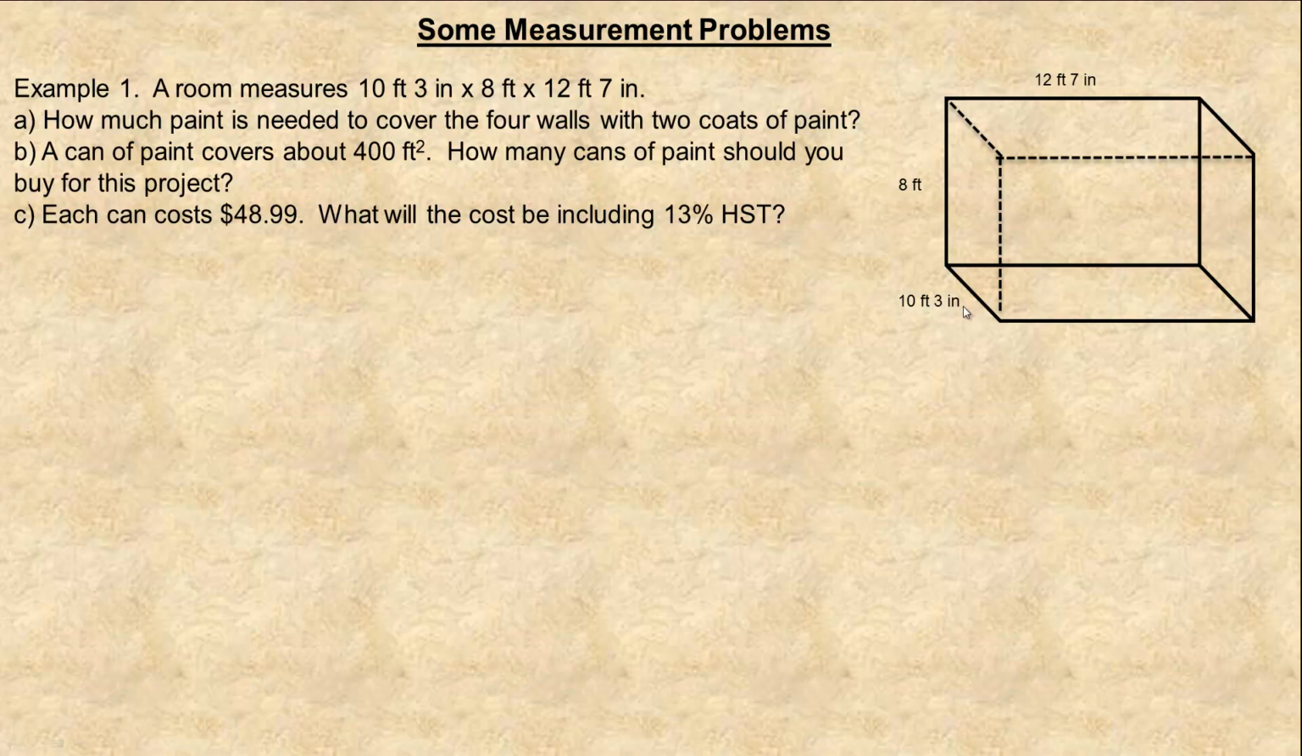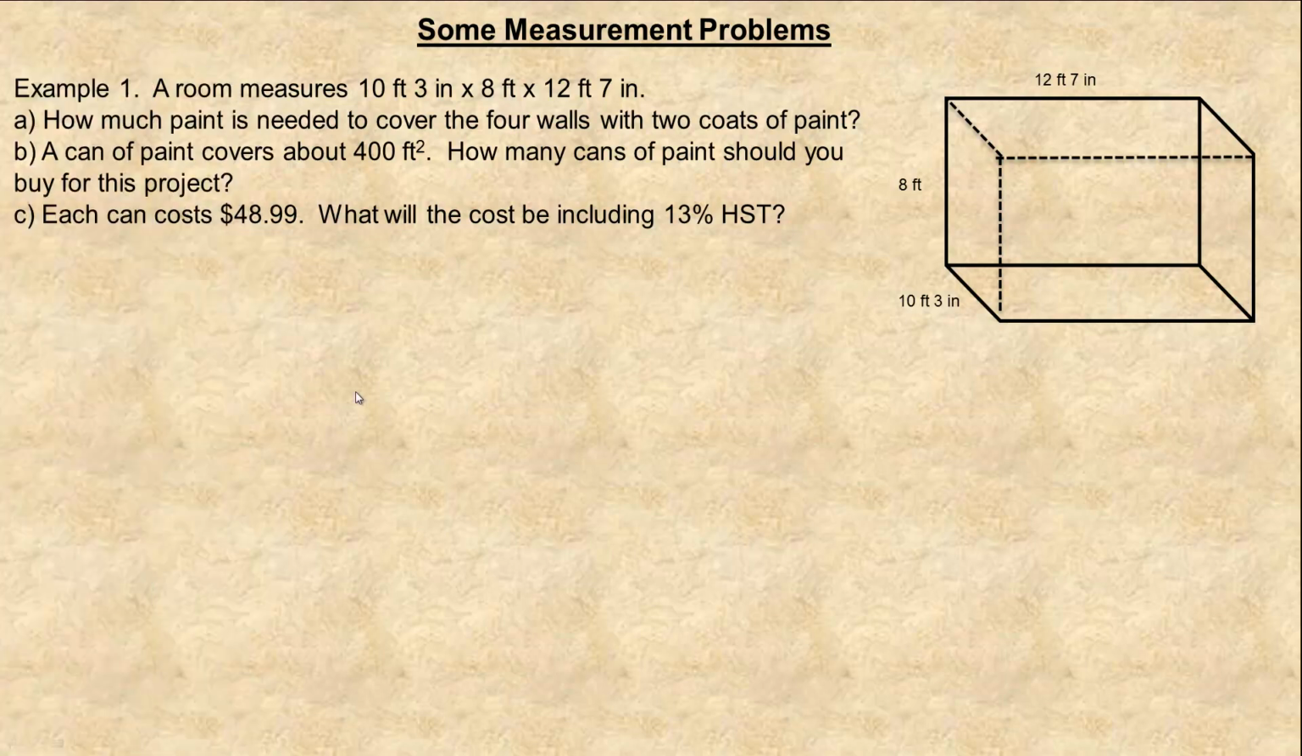Because these are in feet and inches, we're going to convert the feet and inches into decimals of a foot, so 10.some feet, 12.some feet. Remember that there's 12 inches in a foot, not 10. So 10 foot 3 is not 10.3 feet. 12 foot 7 is not 12.7 feet, because there's 12 inches in a foot, not 10.